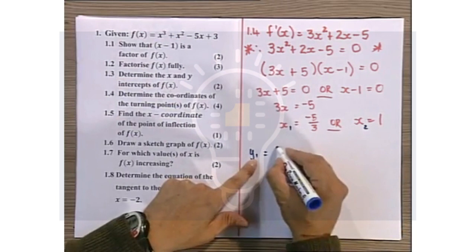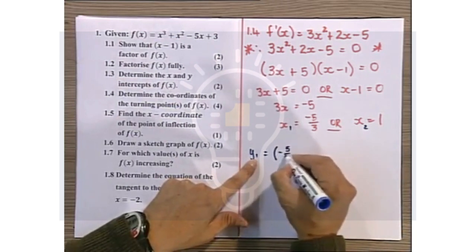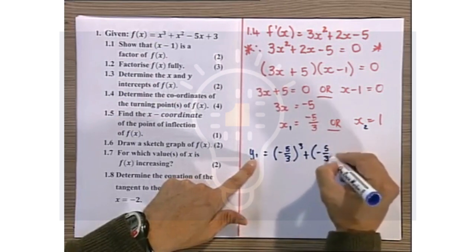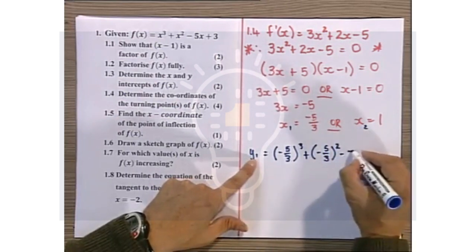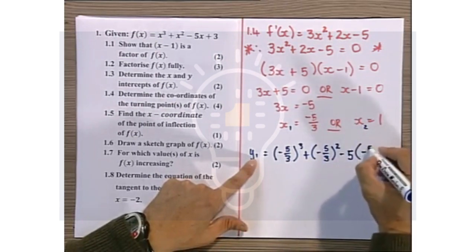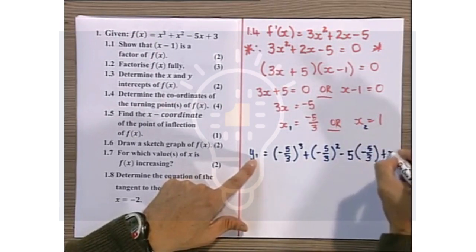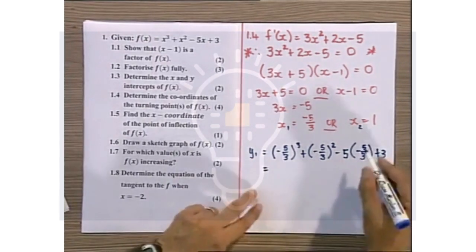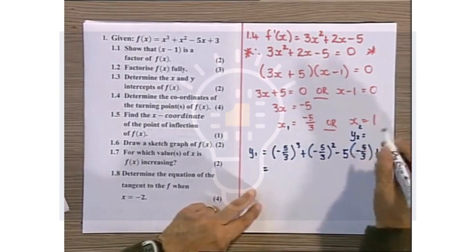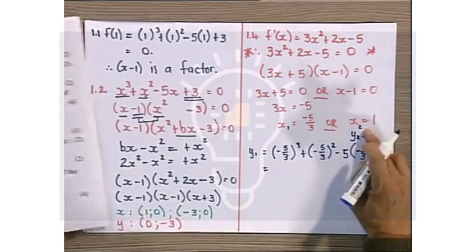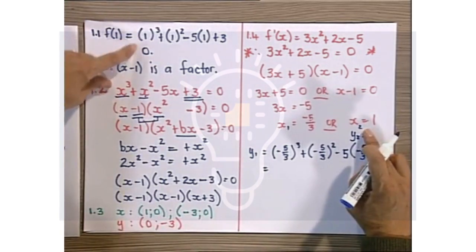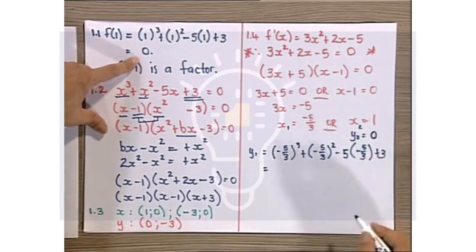Let me just give you an idea. This is what you're going to do. Minus 5 over 3 to the power of 3, minus 5 over 3 squared, minus 5 times minus 5 over 3, plus 3. Quite a daunting sum, right? And for my y2 value, that is something that's not new. Why do I say that? Because when we substitute 1 in there, what was our corresponding y value? It was 0. Right, guys? I'm still waiting for that answer. Okay?